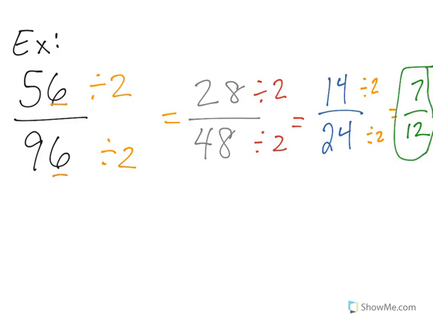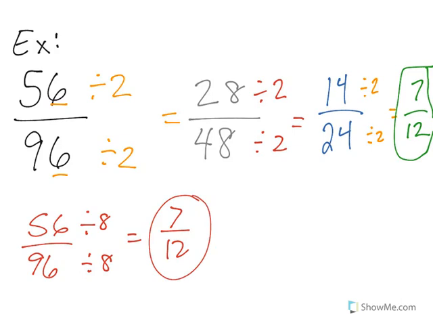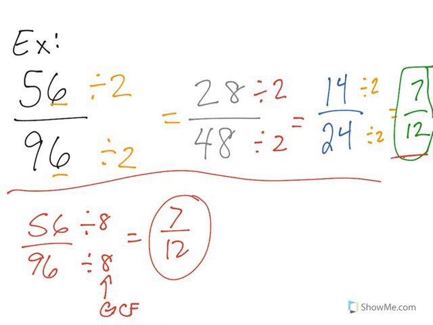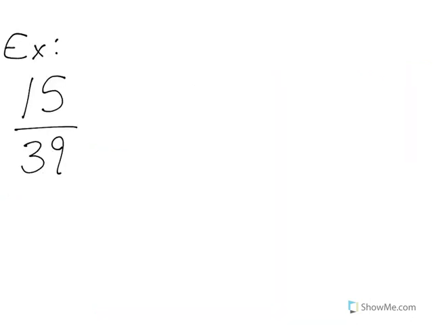Now, one thing to show, if we would have from the beginning said, hey, those are divisible by 8, there's your 7/12. So that means 8 would be the greatest common factor, and you get the same answer. It doesn't matter how many steps it takes you. So it's all about just working until you get to that final fraction where there are no common factors in the numerator and denominator. Now let's look at one where we don't have even numbers.